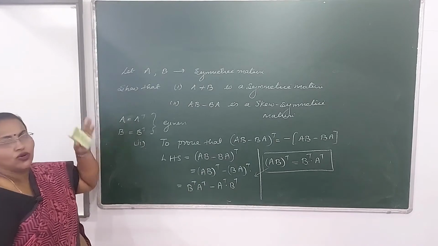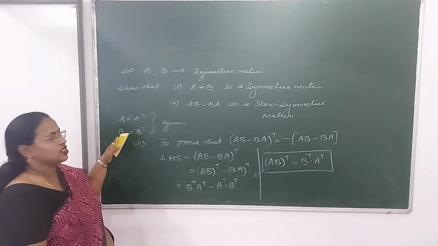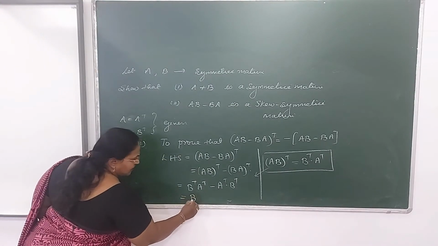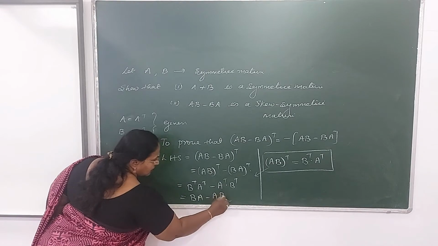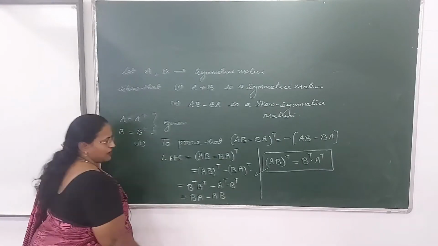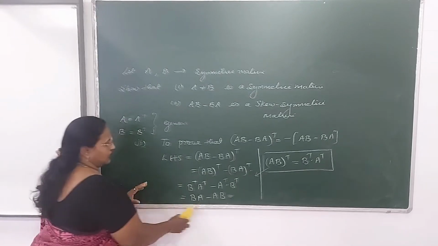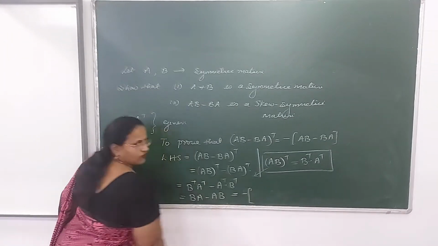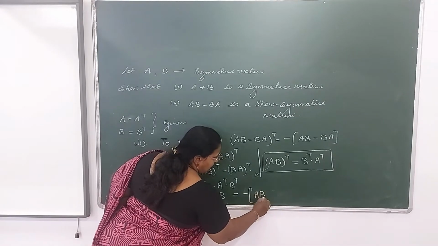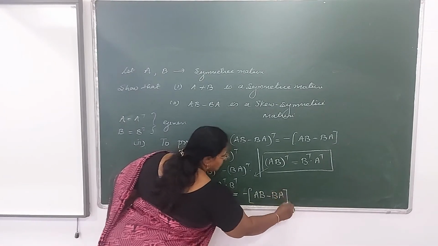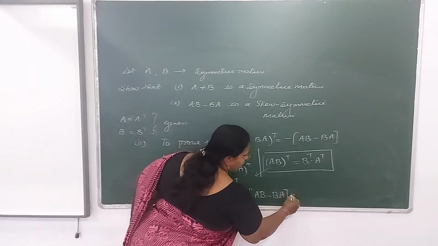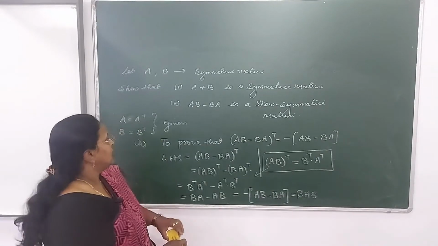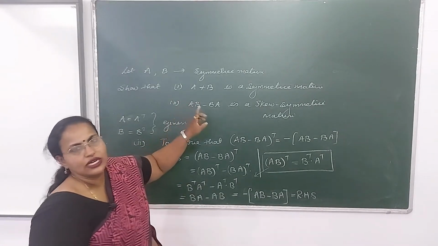Now we already know that A transpose is A and B transpose is B. So take this value, put it here. Here you will get BA minus AB, or from this you can take the minus sign common. Taking minus common, you will get minus of AB minus BA, and check it. It's the right hand side. So LHS is equal to RHS. This way the second one is also done.